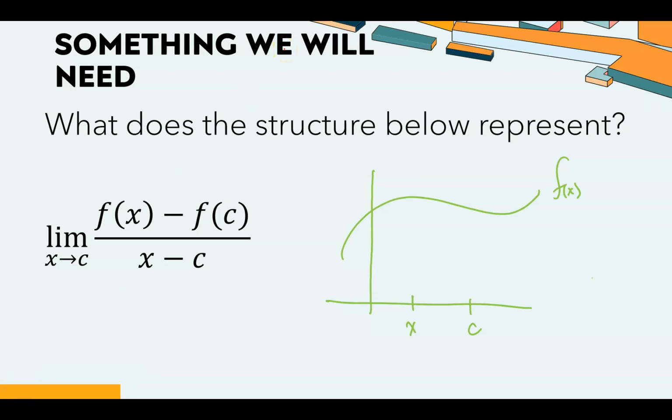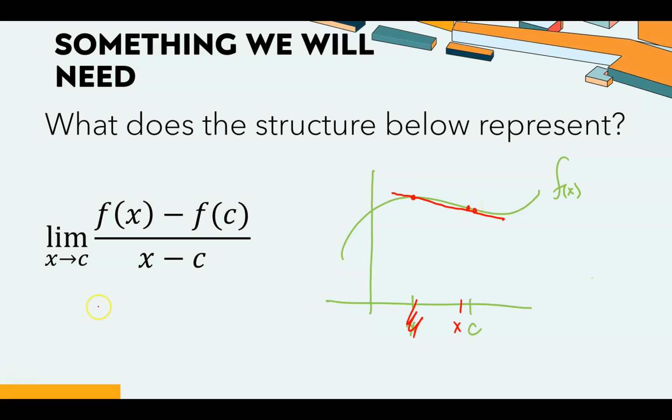And f of x and f of c are two y values. And so, to begin with, we're talking about y minus y over x minus x. Ignore that limit for a second. That's the slope between two points. But what does it say? Well, we're going to take this point at x and move it closer and closer to the point at x equals c.